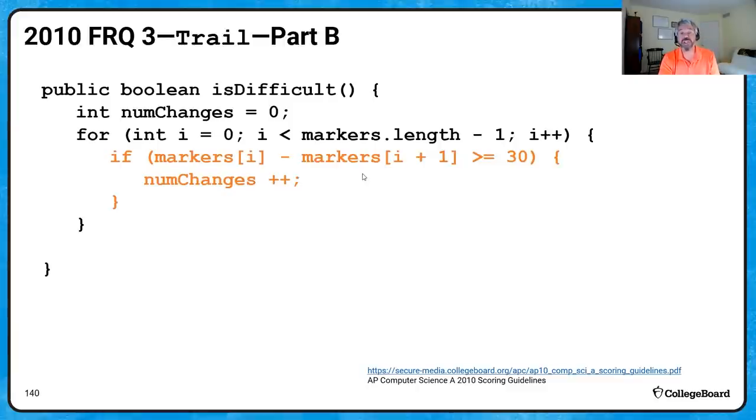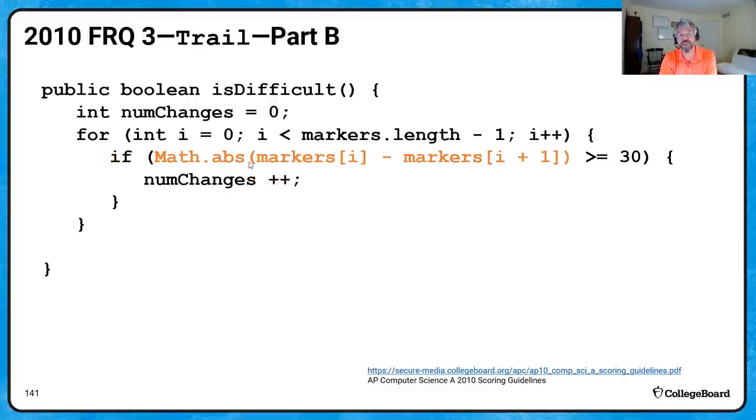And we don't know which one of these is going to be the greater value, which means now we have to go back, remember in an earlier session when Tim was talking about our math methods, we need to pull math.abs. It's going to give us the absolute value of our difference. So it doesn't really matter if it's a negative value or a positive value. If the value itself, either positive or negative, ends up being greater than or equal to 30 when I take the absolute value, that's our difference of either increasing 30 or decreasing 30. And that'll cover us both ways.